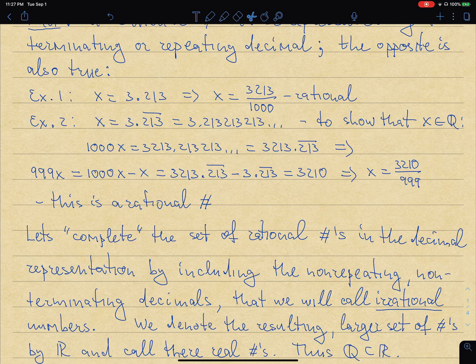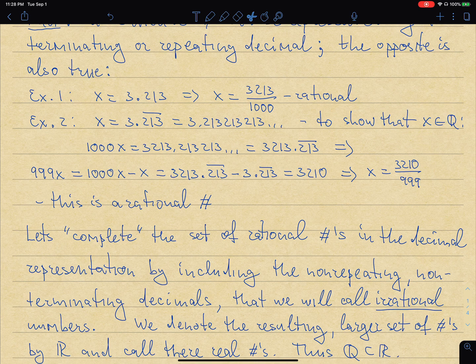A slightly more challenging example is a repeating decimal, but it can also be dealt with very easily. So if I have x given to me like this, this is 3 point, and then 213 with a bar means that 213 will keep repeating itself. So what this actually means is that I have 3.213, 213, 213, etc., and this continues to infinity. So I want to show that this number belongs to the set of all rationals.